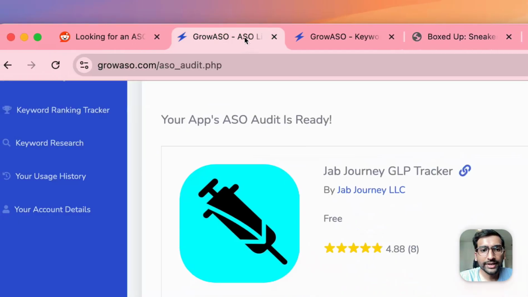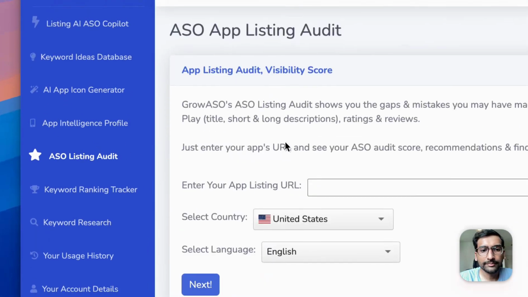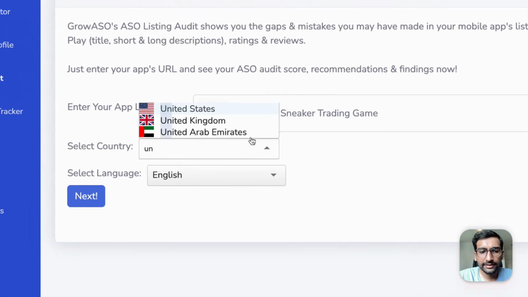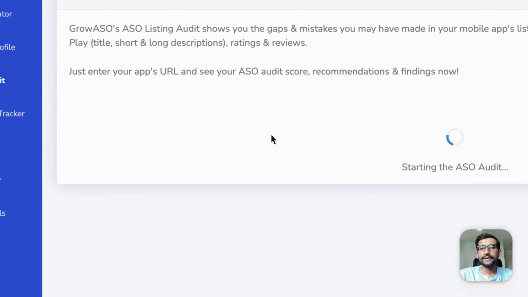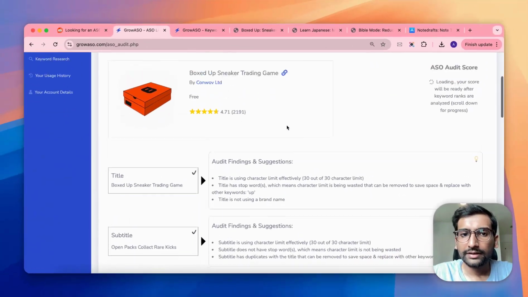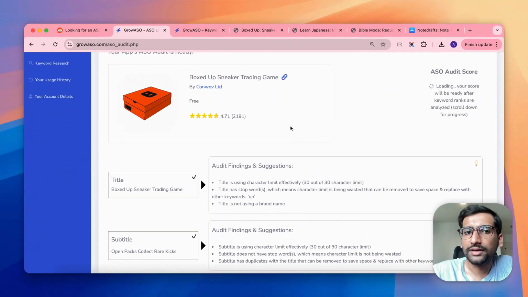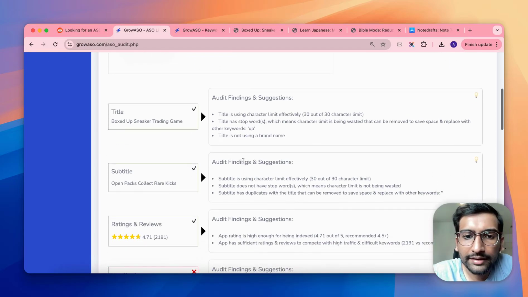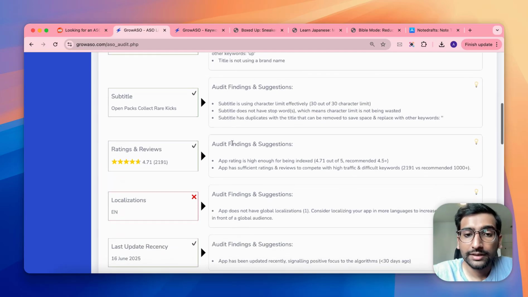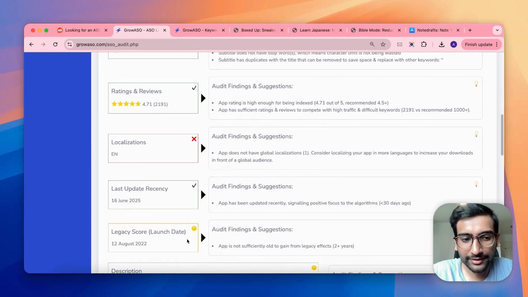It's Boxed Up. Let's just look at Boxed Up. I think it's a UK app, right? Let's just look at it in the UK then. Yeah, it's from the UK. So similar thing for Boxed Up. I think the title and subtitle look pretty good, well optimized. This is a popular app, more than 2,000 ratings. So that means it's probably been in the store for some time. Yeah, 3 years, so pretty good. Recently updated as well, so doing the right things.